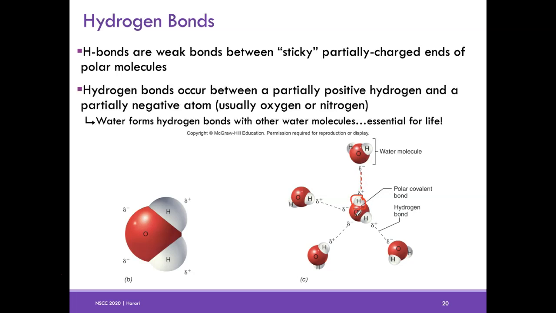That's a hydrogen bond. So they occur between a partially positive hydrogen atom and a partially negative atom that's usually an oxygen or a nitrogen. And that's what we denote this dashed line as a hydrogen bond. So one of them is very weak, but one water molecule can make many hydrogen bonds. And these hydrogen bonds form and reform millions of times per second. So the hydrogen bonds that water forms with other molecules, other polar hydrophilic molecules, is essential for life.